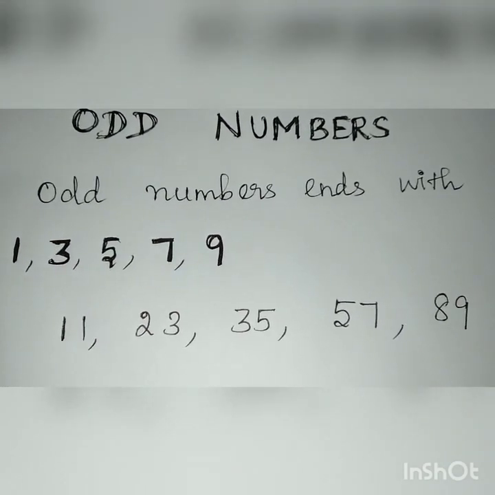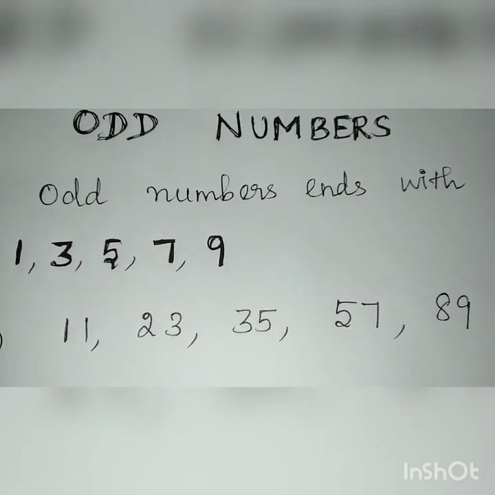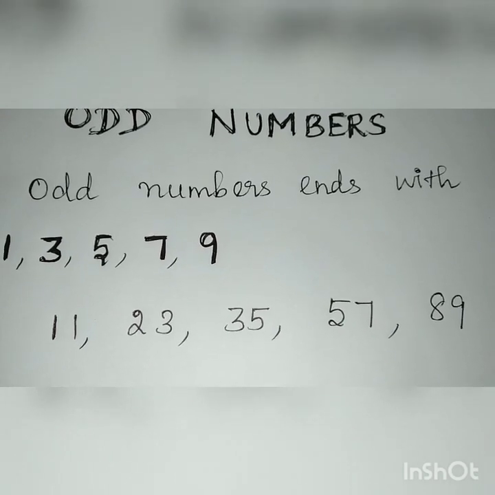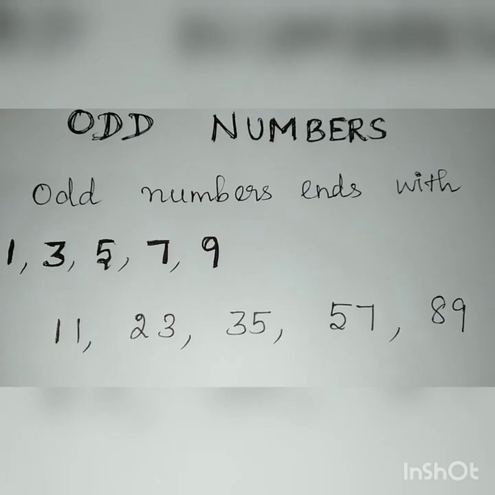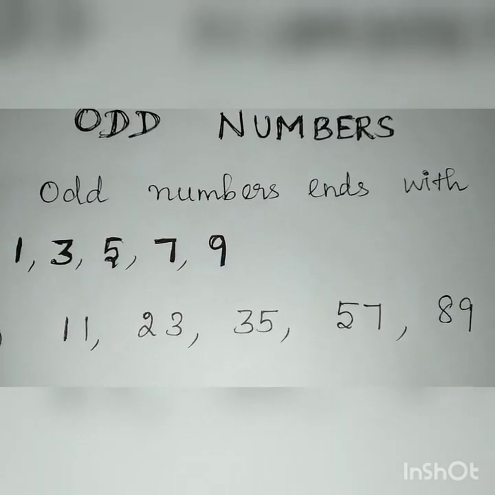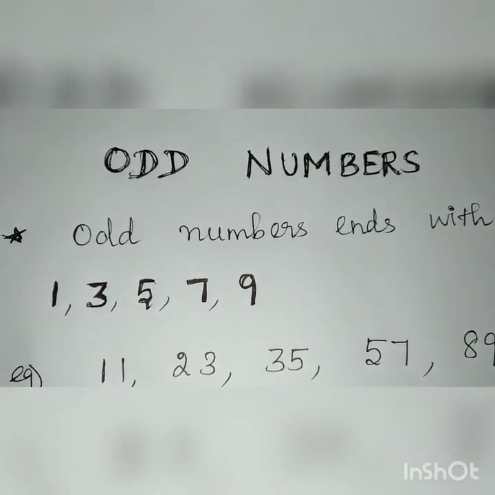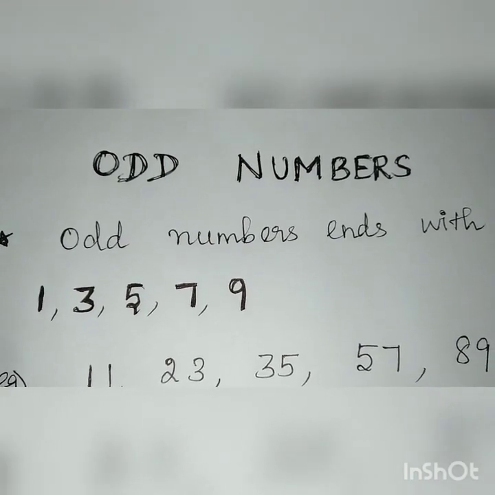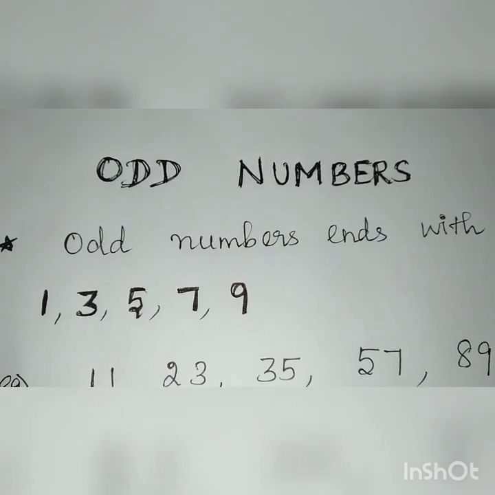And the next number is 57. And 57 ends with 7, and 57 is an odd number. The next number is 89. And 89 ends with 9, and 9 is an odd number. So 89 is an odd number. So odd numbers end with 1, 3, 5, 7 and 9.